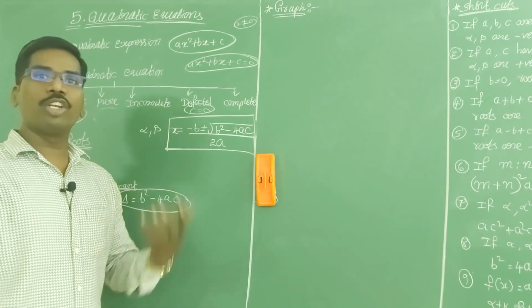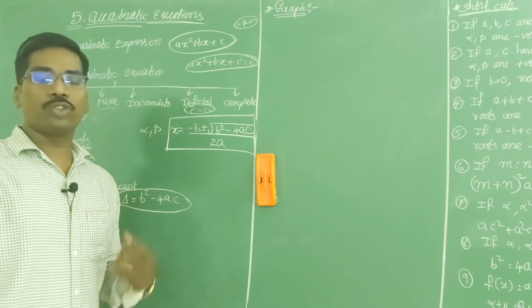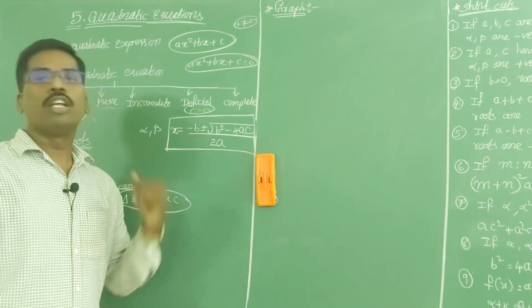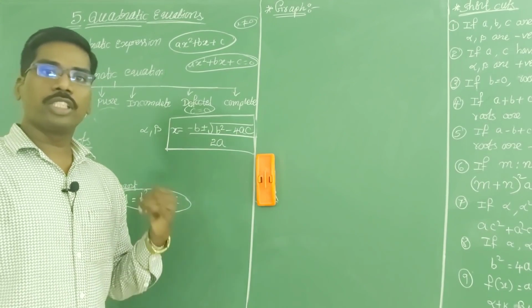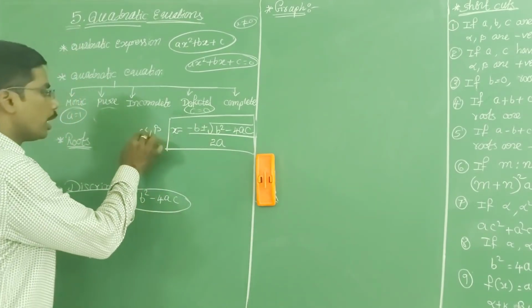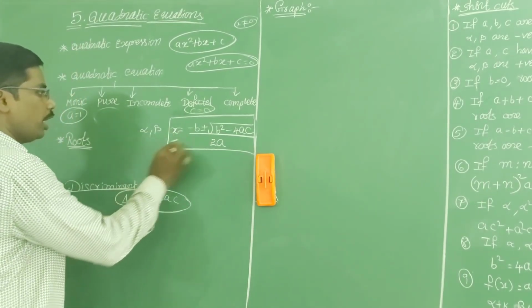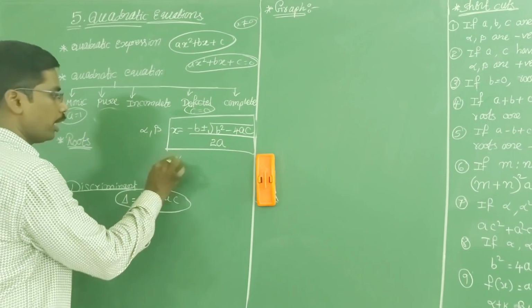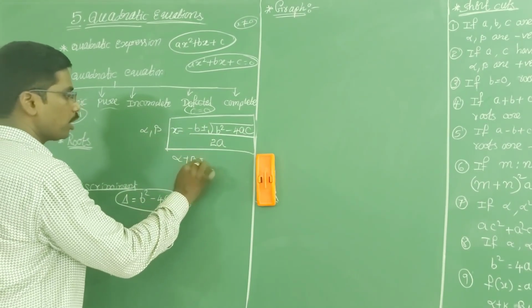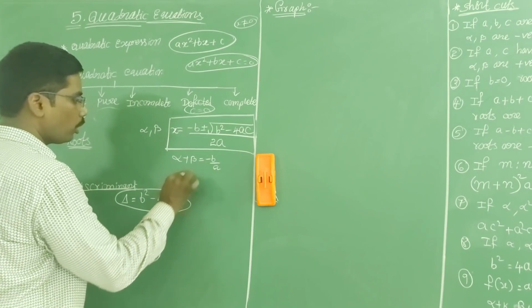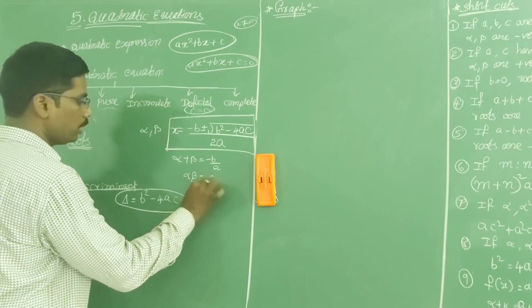Using the formula method, when will you use it? If the numbers are very big and we can't find the factors, then we can use minus b plus or minus root over b square minus 4ac by 2a. Now, one is alpha and one is beta. If plus is alpha and minus is beta, then the sum of the roots is nothing but minus b by a, and the product of the roots is nothing but c by a.